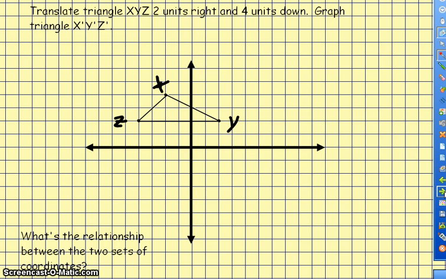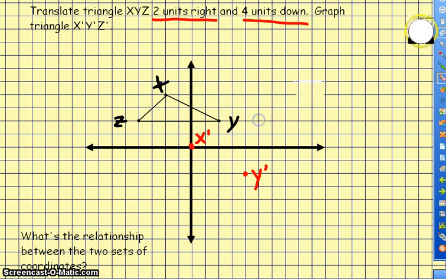Okay, now I'm going to translate triangle XYZ 2 units to the right and 4 units down. So I'm going to move each one. Looking at X, I'm going to go 2 to the right, 1 and 2, and then move it 4 units down. 1, 2, 3, 4. This is now X prime. Now I'm going to go to Y, 2 units to the right, 1, 2, 4 units down, 1, 2, 3, and 4. And that is Y prime.